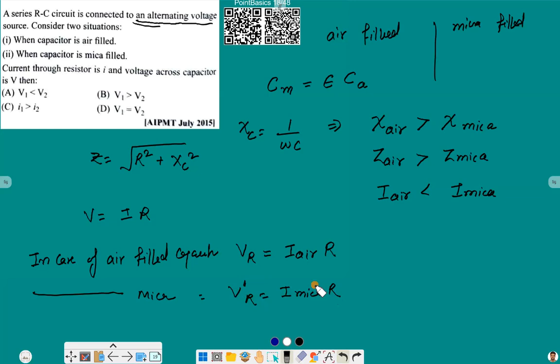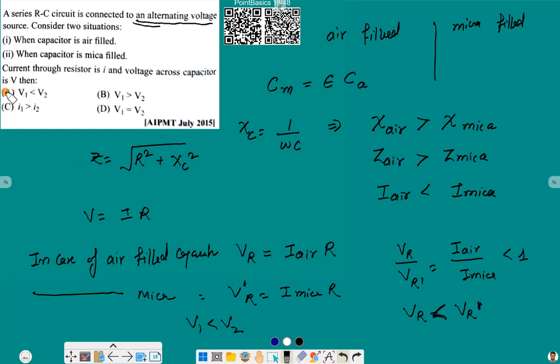And if we divide both of these, VR by VR dash will be I air by I mica. As I air by I mica will be less than 1 because I mica is greater than I air, we can say VR is less than VR dash. It means the voltage across the resistance in case of the mica capacitor will be higher, and that is denoted by V2 here, and in case of air it is denoted by V1. So we can say V1 is lesser than V2.